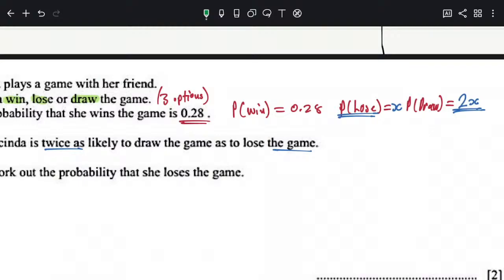I just read this to say she is twice as likely to draw. She's twice as likely to draw the game as to lose the game. So if she is twice to draw, that means there is 2 on drawing. Whatever you put on lose, put 2 times that on drawing, because she's twice as likely to draw. So that's what we did. We put an X on lose because we don't know it yet. But we know that draw is going to be 2 times that, because the statement says that.